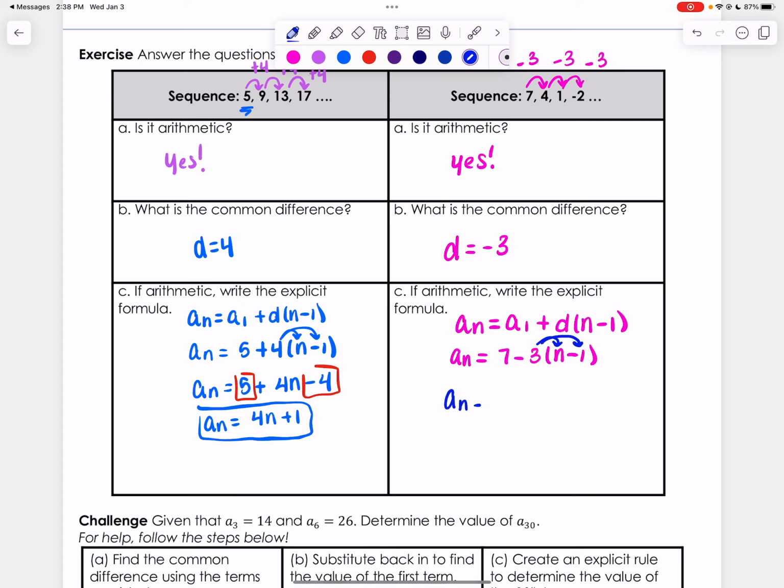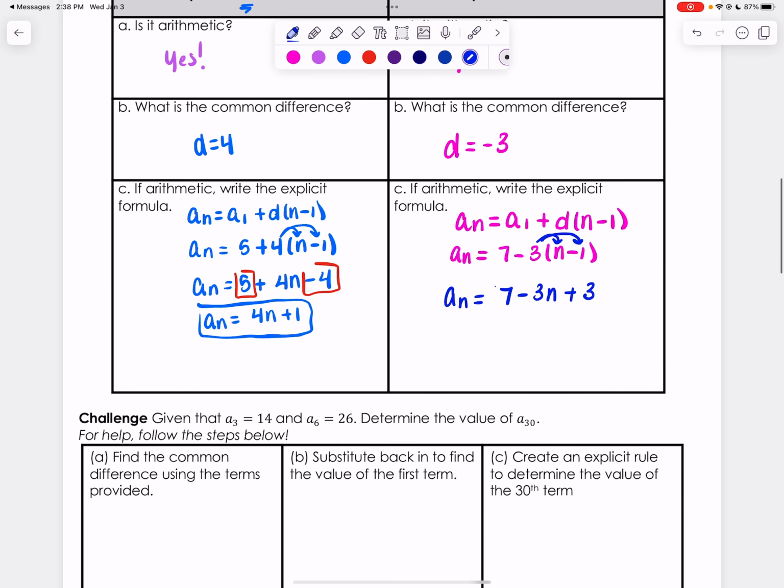So now we have a sub n equals 7. Negative 3 times n is minus 3n. Negative 3 times negative 1 is a positive 3. And now we combine our like terms. And 7 plus 3 is 10. And that would be my explicit rule.